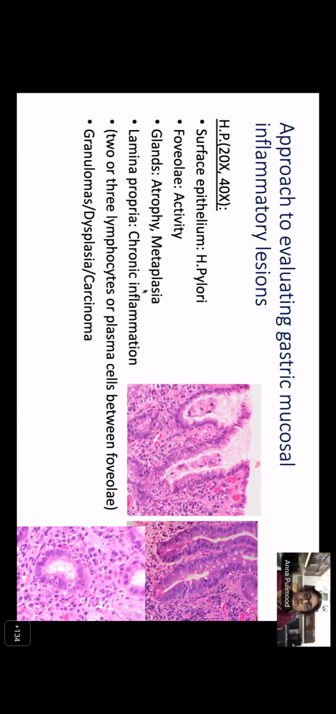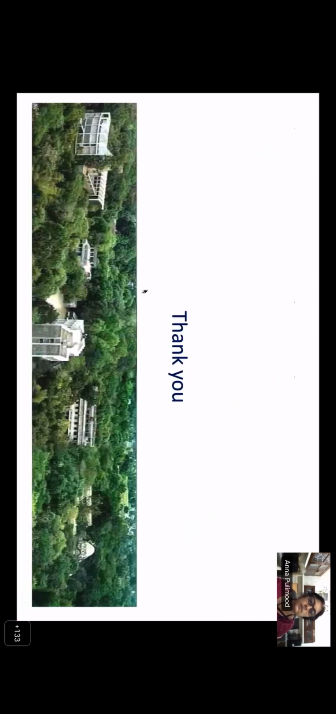Then we look for chronic inflammation in the lamina propria. H. pylori associated gastritis and autoimmune gastritis in the body always have chronic inflammation. Reactive gastritis does not have chronic inflammation. And then all the special forms have special types of inflammation, either in the epithelium or in the lamina propria. Okay, and then of course you can look for granulomas, dysplasia, and carcinoma.